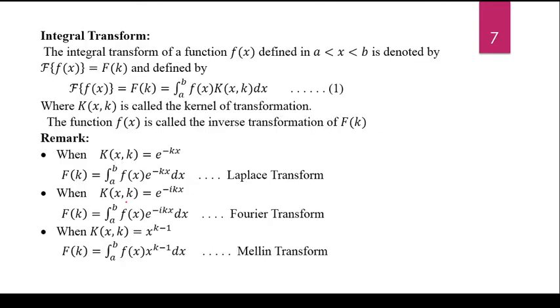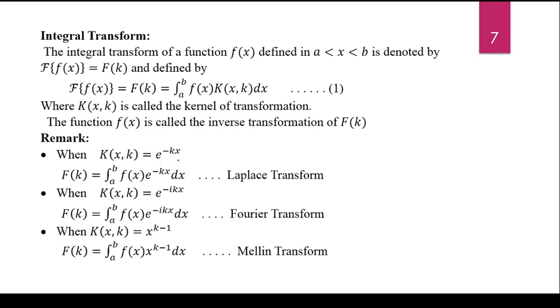Now, the definition of integral transform. The function is defined on the open interval a to b. Then script f is an operator, any operator. Operating on the function f of x, its image we get is f of k, defined as the integral from a to b of f of x times K of x comma k dx, where K of x comma k is called the kernel of the transformation. There are different names for the transform depending on the kernel.